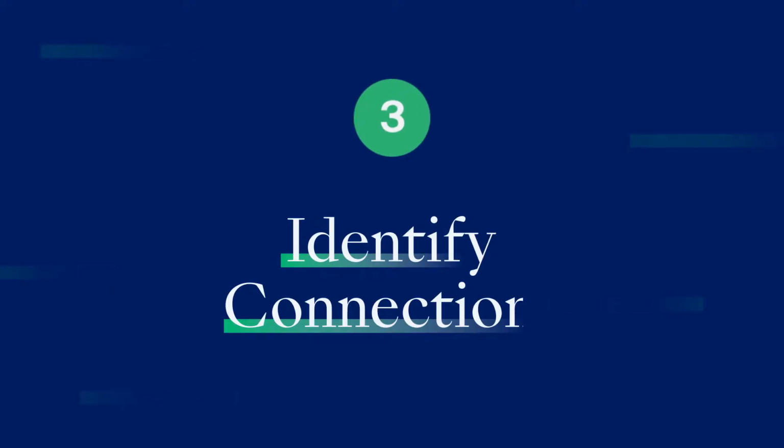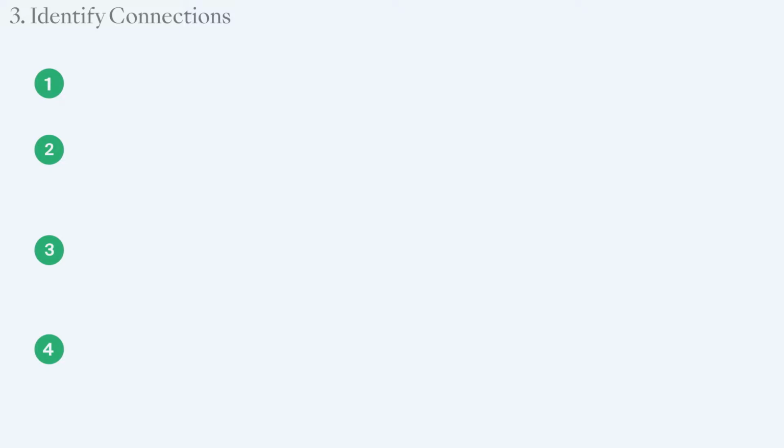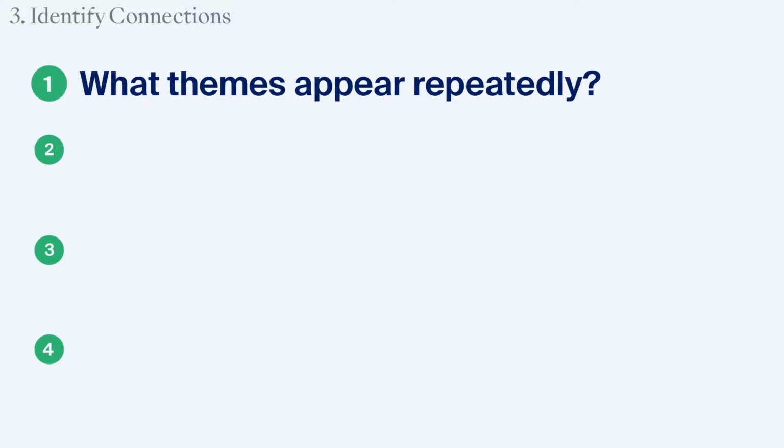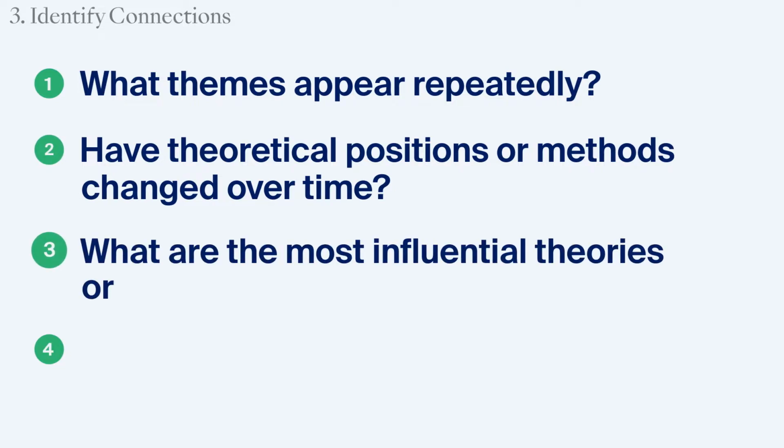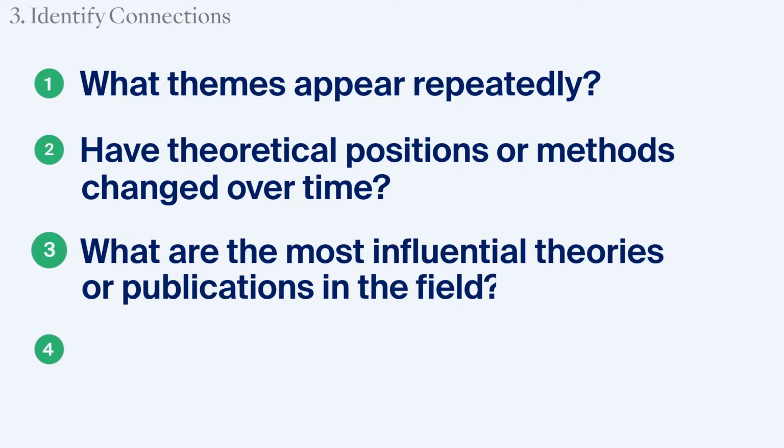Step 3. Identify connections. Making connections between the sources you find requires you ask yourself these key questions. What themes appear again and again throughout the results of my searches? Have theoretical positions or methods changed over time? What are the most influential theories or publications in this particular field?